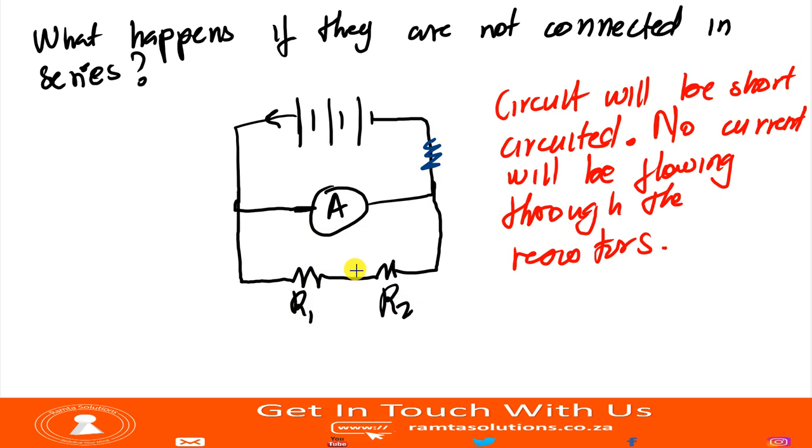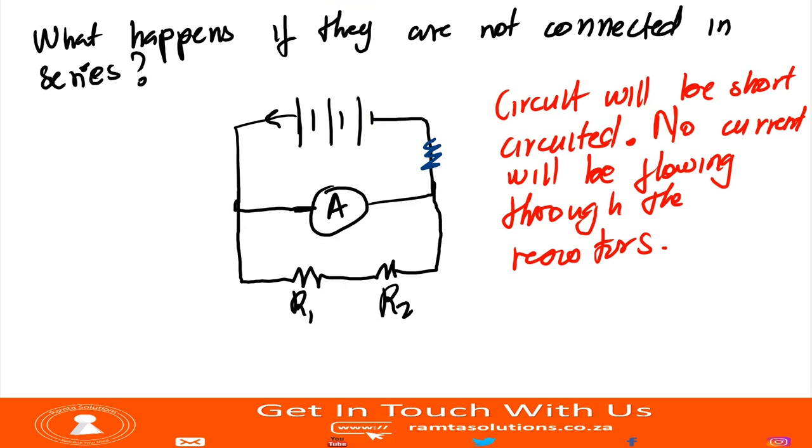Remember, an ammeter should be connected in series with the resistors. This ammeter is connected in series with this resistor. It is not connected in series with these ones. Hence, there is no current flowing through these ones. Okay, perfect.